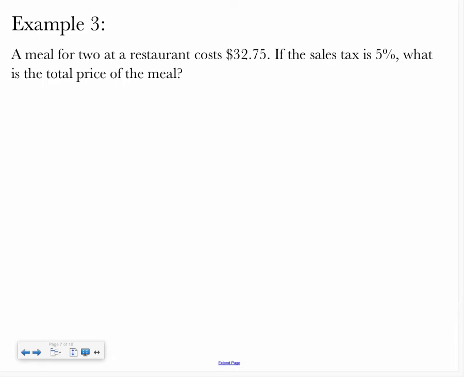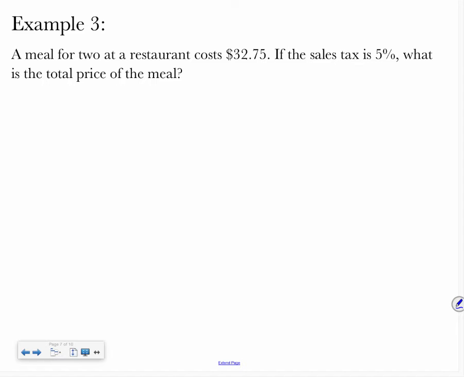Alright, example 3. A meal for 2 at a restaurant costs $32.75. If the sales tax is 5%, what is the total of the meal? Okay, so for all of you who ask me on a regular basis, when am I ever going to use this in real life? How often do you go out to eat? And how much do you enjoy going out to eat? If you're like me, you enjoy it a lot. And so, sales tax, it's pretty much everywhere. So you should get used to being able to calculate some of that, alright?